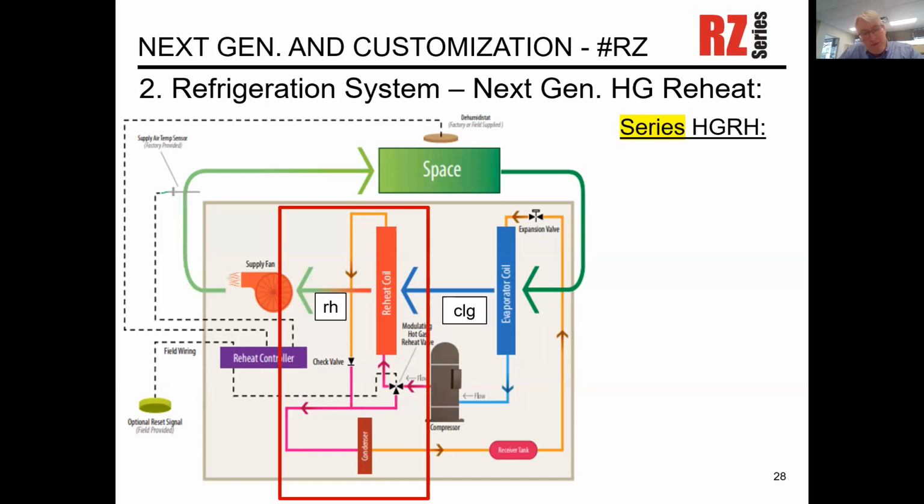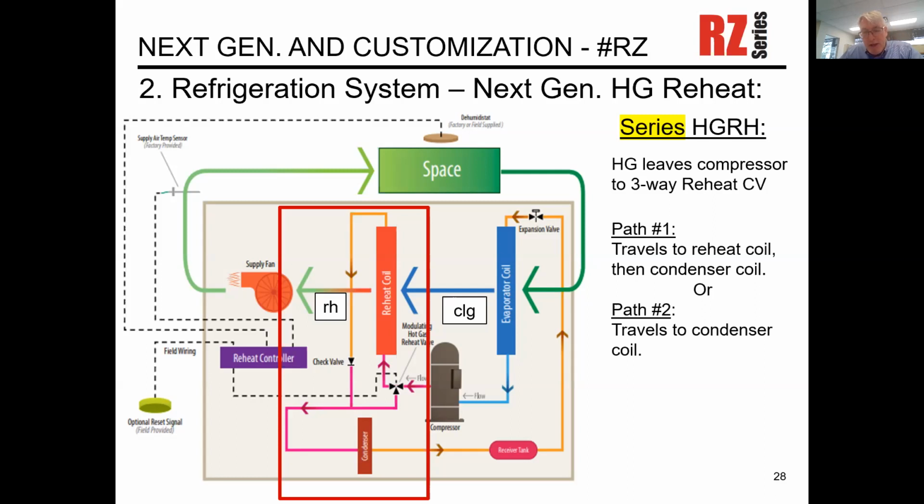This is the refrigerant that leaves the compressor and then travels to our reheat coil and condenser coil. So starting off, our hot gas leaves the compressor. It then travels to a three-way reheat valve. Next, we have two paths that this hot gas can travel. Path number one is through our reheat coil, and then the condenser coil, in series. Or path number two is it just travels to the condensing coil.